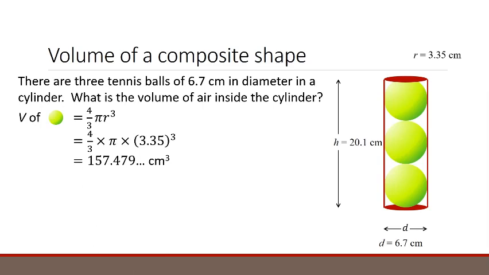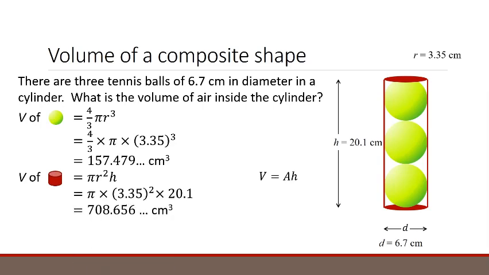And that turns out to be 157.479, and the digits continue. And so the volume of the cylinder now, that's the red part, is, remember, it's a prism, a circular prism, so it's area times the height, so pi r squared times h. Again we substitute and we get pi times the 3.35 squared times the height of 20.1, and we find out that that's 708.656.